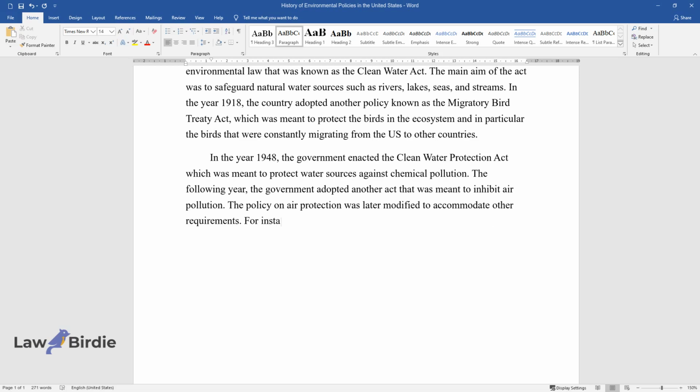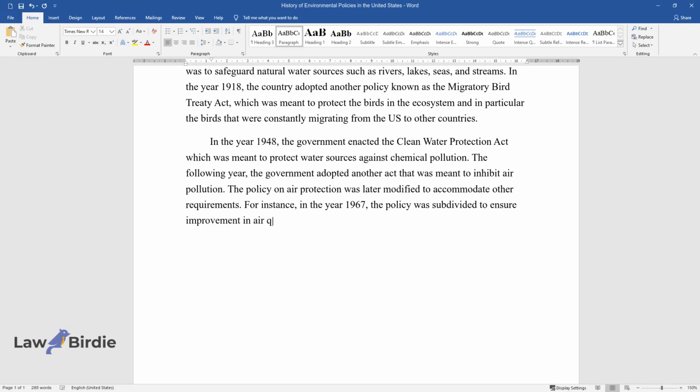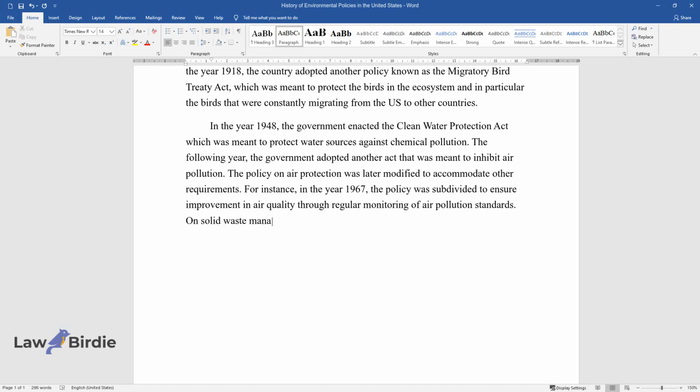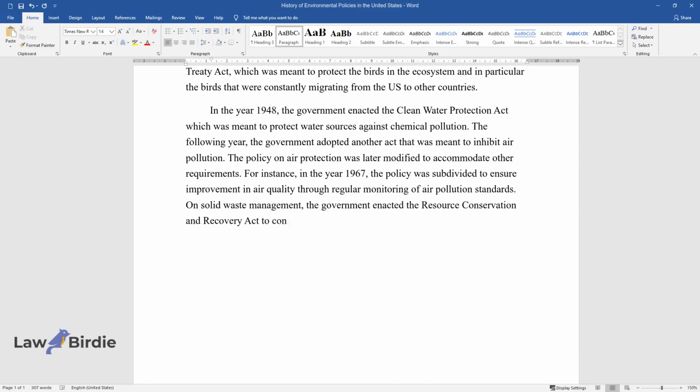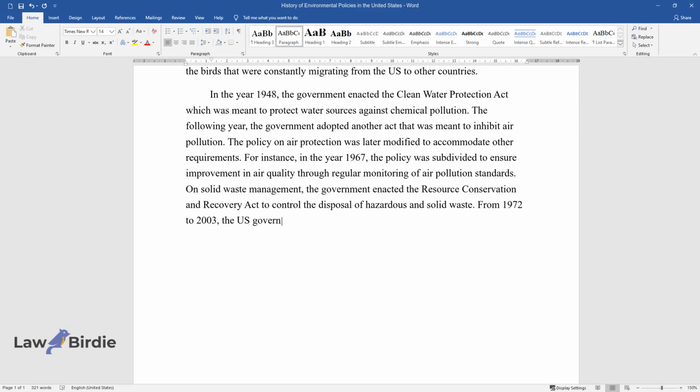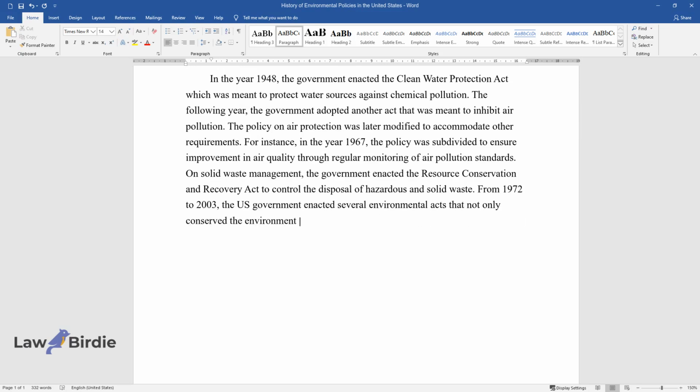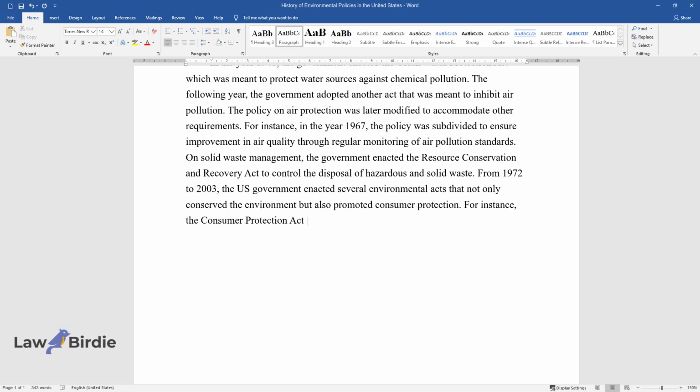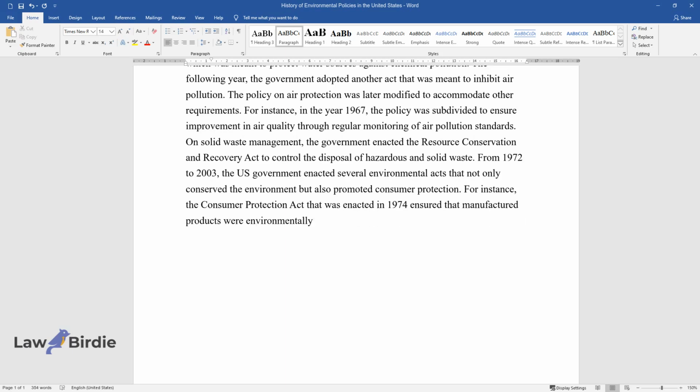For instance, in the year 1967, the policy was subdivided to ensure improvement in air quality through regular monitoring of air pollution standards. On solid waste management, the government enacted the Resource Conservation and Recovery Act to control the disposal of hazardous and solid waste. From 1972 to 2003, the U.S. government enacted several environmental acts that not only conserved the environment but also promoted consumer protection. For instance, the Consumer Protection Act that was enacted in 1974 ensured that manufactured products were environmentally safe and fit for human consumption.